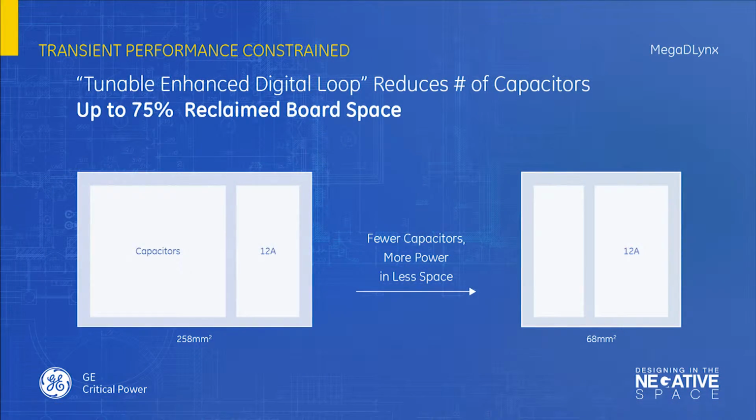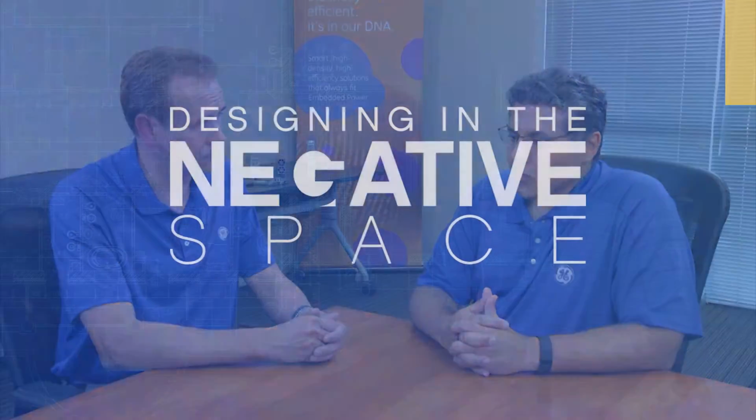With GE's point-of-load models, we improve transient performance with our patented tunable loop technology. By adding a small tuning capacitor and resistor, tunable loop allows achieving target transient performance with much less output capacitance. Tunable loop reduces board space needs by up to 75% and saves material cost by having less output capacitance.